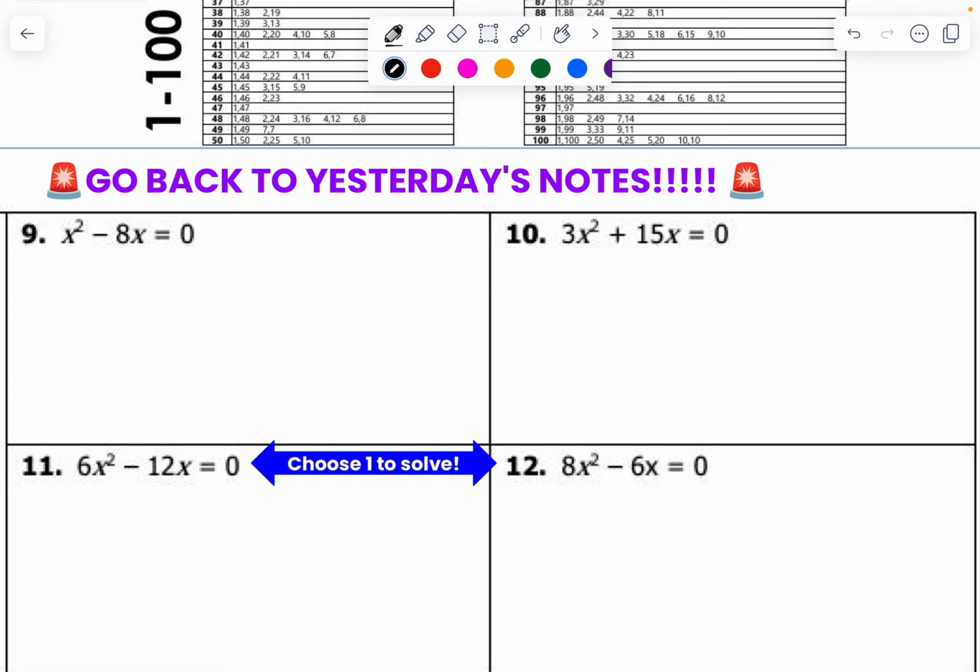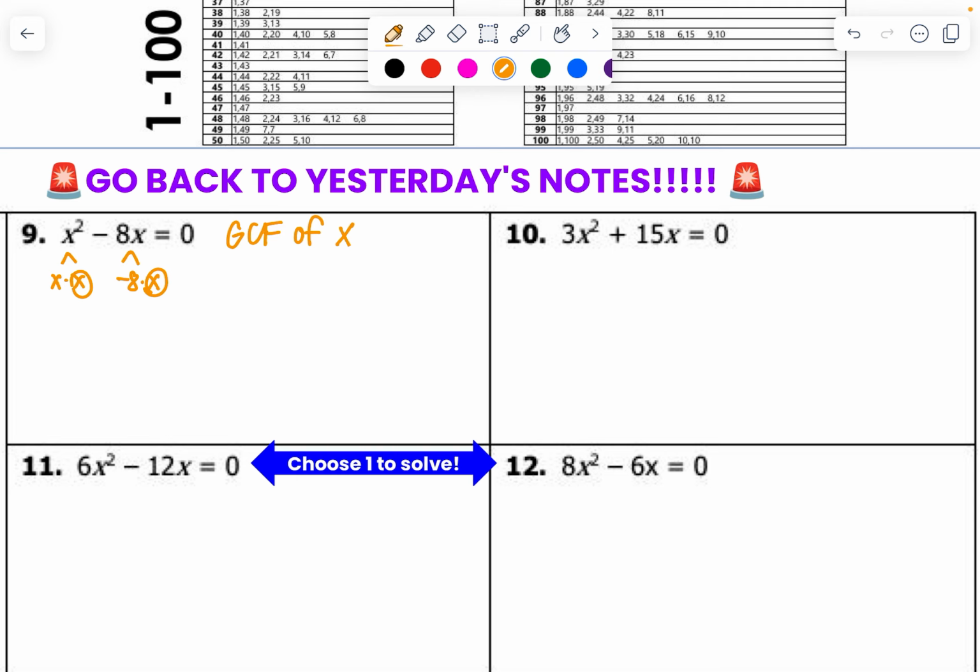Move on to question number 2. Does it have a greatest common factor? And the answer is yes. X squared minus 8x, if I think about it, they have a GCF of x, right? X squared is x times x. Negative 8x is negative 8 times x. Hello, they share an x in common. So the GCF is x.